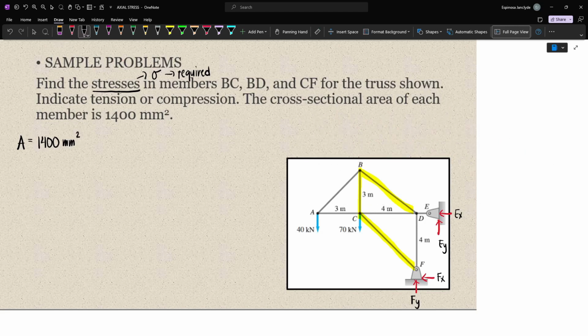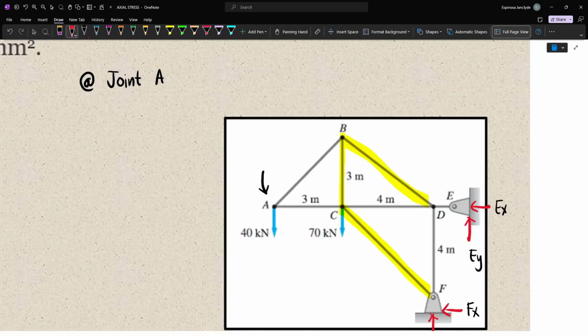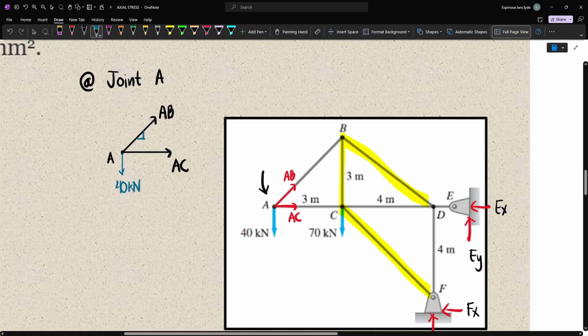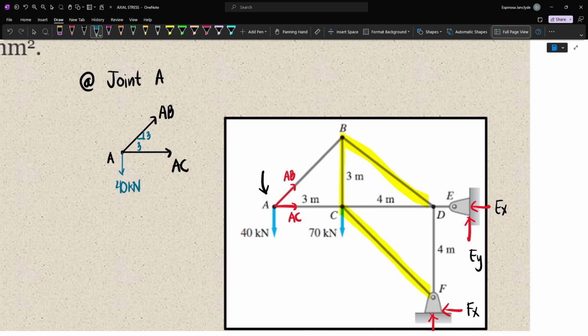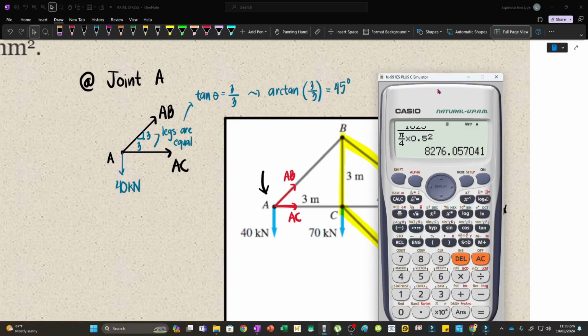Now, let's first isolate joint A, and then we'll sum up vertical and horizontal forces. Next, we can use our calculators to solve the equations simultaneously, so that we can find the force in AB and AC. If we look at the components of AB, we have a 3 meter horizontal distance and a 3 meter vertical distance. Since the legs are equal, that will just be a 45-degree triangle. If we check using the arctangent function, arctangent of 3 divided by 3, which is opposite over adjacent, will give us 45 degrees.